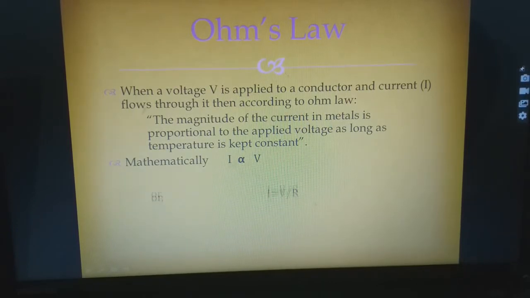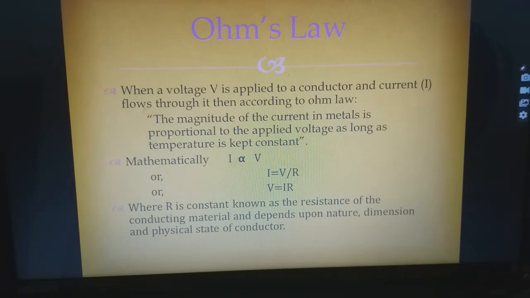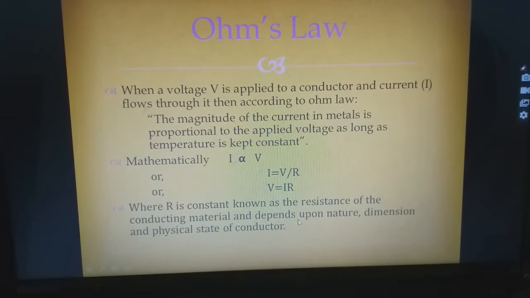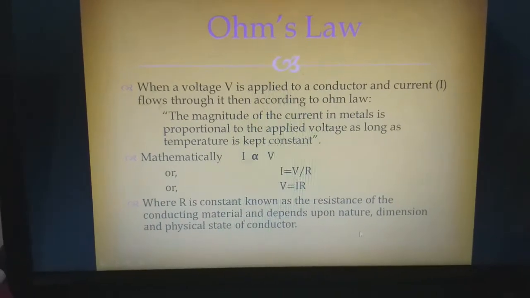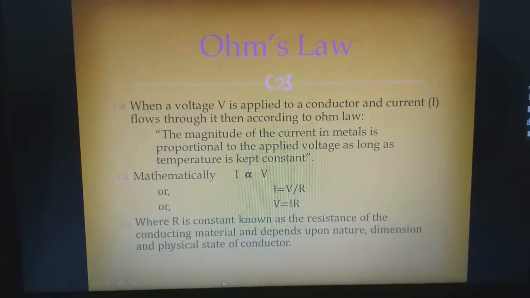Mathematically, it is given by this relation: I is equal to V over R, V is equal to I into R, where R is a constant known as the resistance of the conducting material, and it depends upon the nature, dimension and physical state of the conductor.